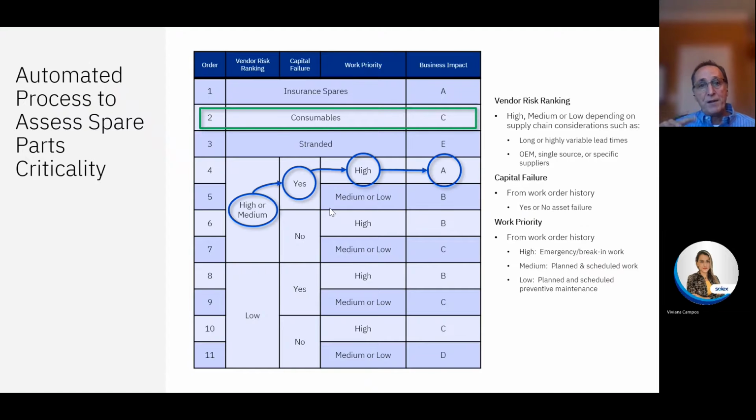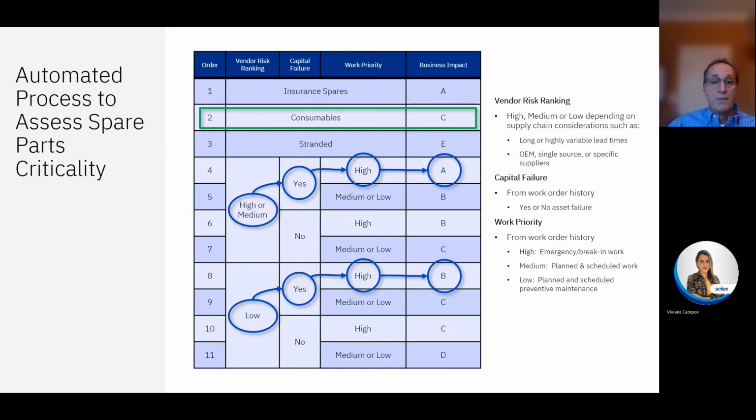However, if it is a vendor high ranking, capital failure, yes. Work priority, high, yes. Business impact would be an A. Again, this is an example that we used during a workshop to understand this prospect's criticality ranking. We use that criticality ranking again in the solution, okay?